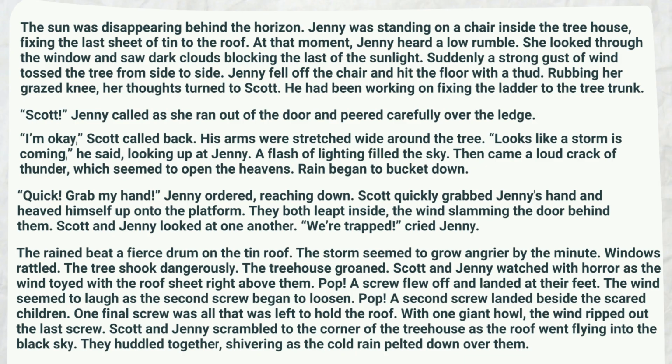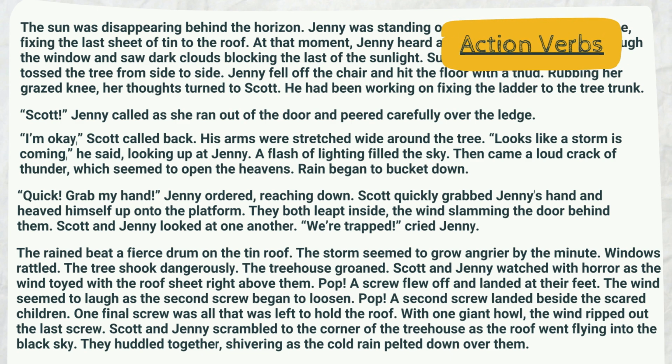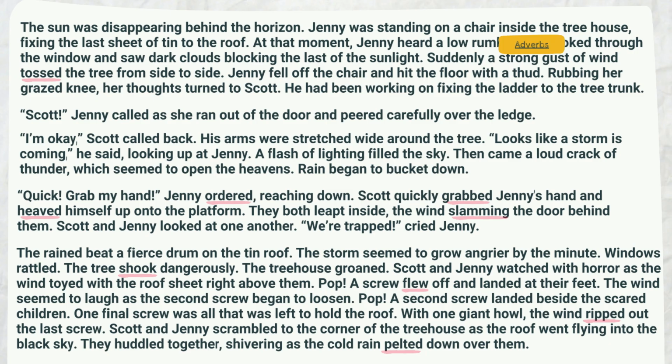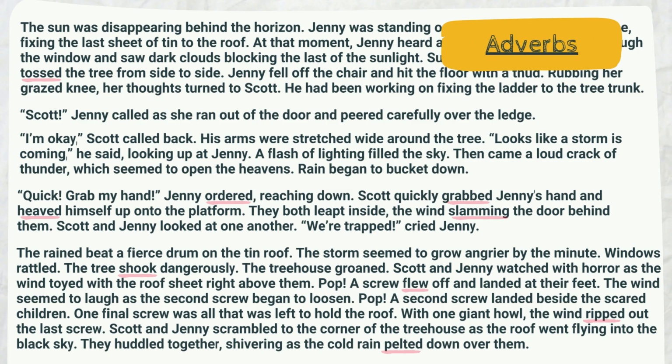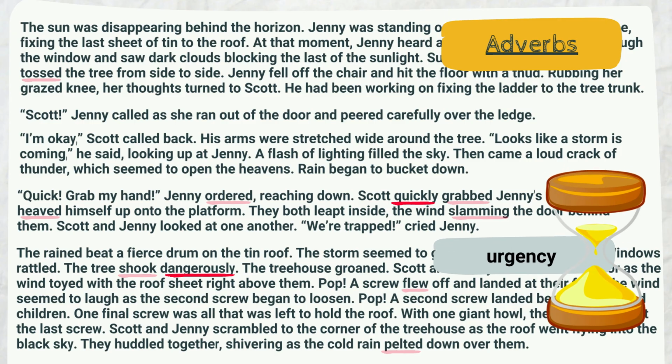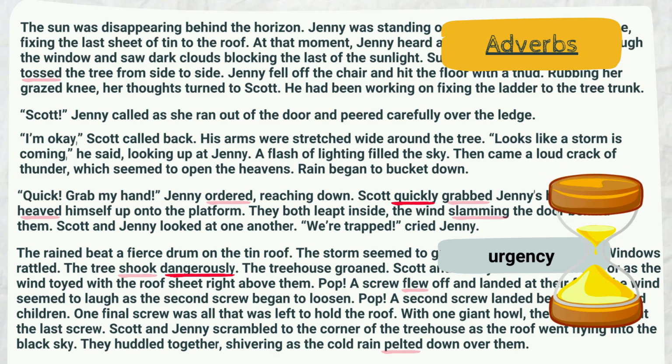Let's have a close look at some language choices and techniques I used to create interest. Look at the strong action verbs I included: tossed, ordered, grabbed, heaved, slamming, and others. Here are some adverbs I use to add detail: quickly and dangerously. These add a sense of urgency to the events in my problem.